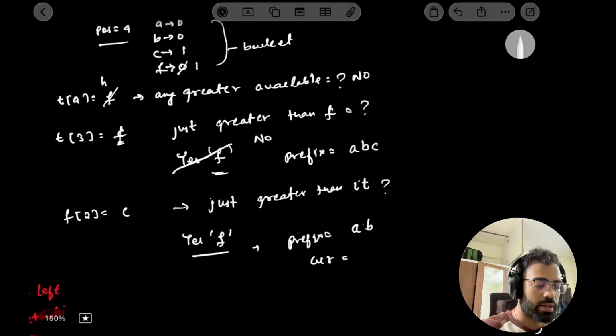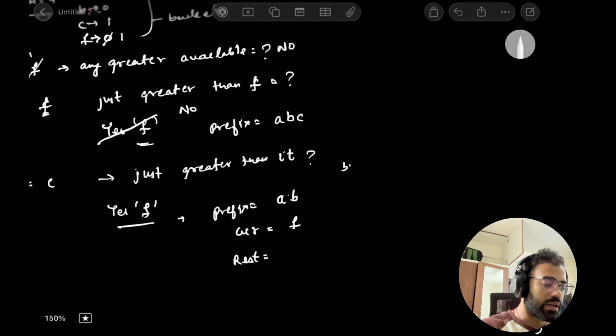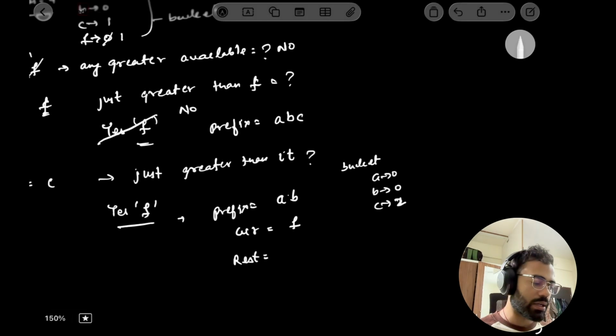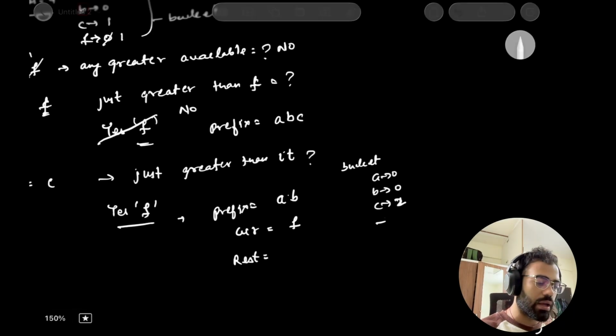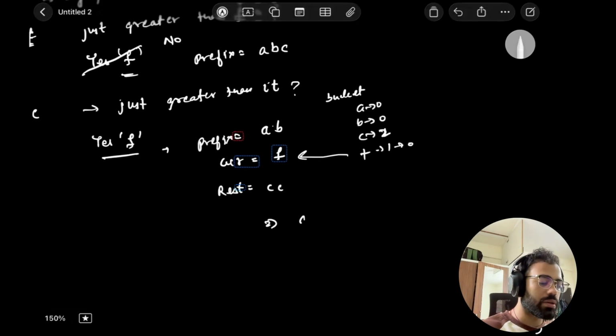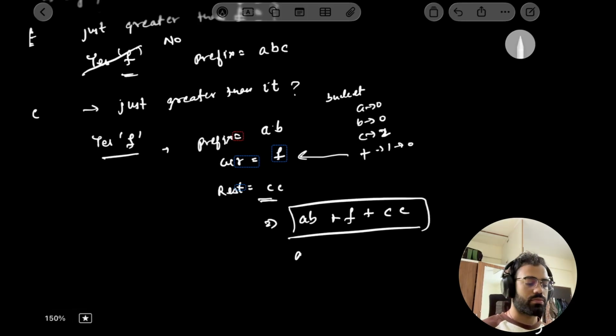Current character equals to F. And what are the rest of the characters? See, in our bucket, we are left with A0, B0, C two times. Why C two times? Because we returned the current character. And F we have one times. So rest over what? C, C, F we utilized here. So it becomes 0 because we have used F here. So your answer will be prefix plus what is current? F plus what is rest of the element? C, C. So this will be your answer.